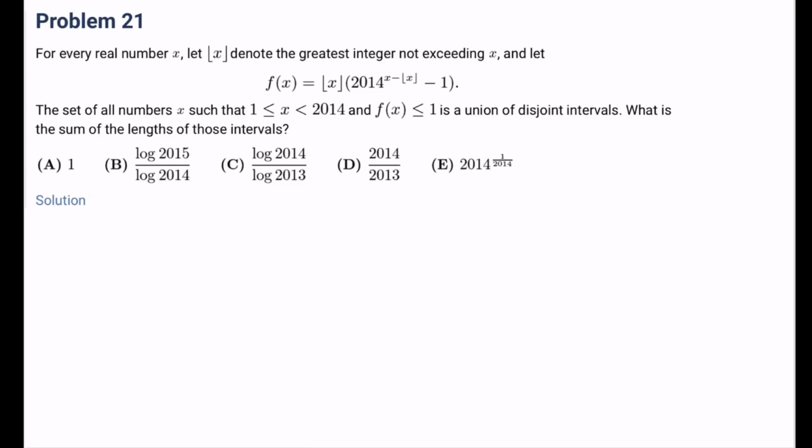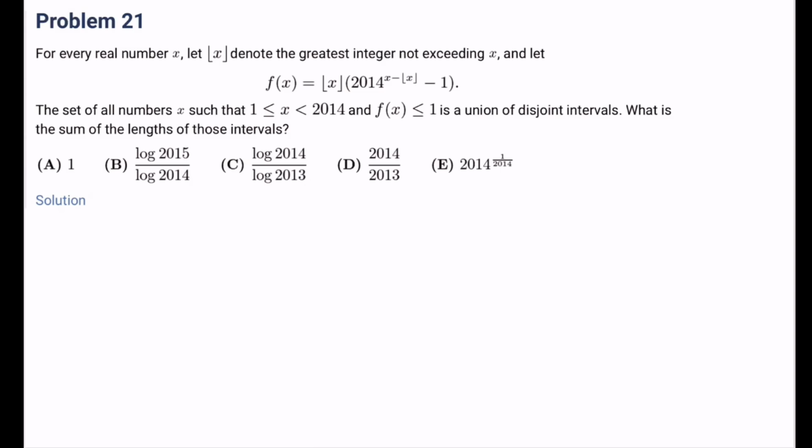Problem number 21. For every real number x, let the floor of x denote the greatest integer not exceeding x, and let f of x equal the floor of x times 2014 to the x minus floor of x power, minus 1. The set of all numbers x such that x is between 1 and 2014 and f of x is less than or equal to 1 is a union of disjoint intervals. What is the sum of the lengths of these intervals?